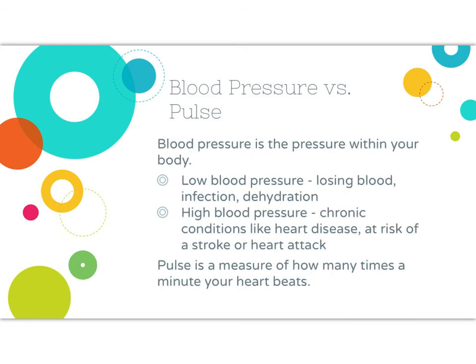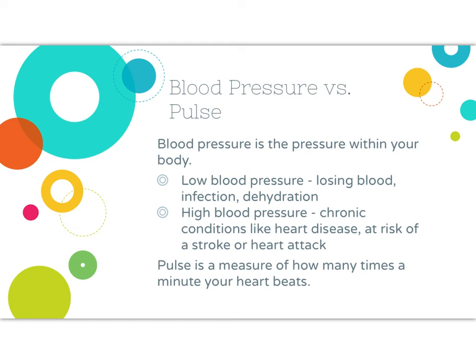Blood pressure versus pulse. So blood pressure is the pressure within your body. Low blood pressure could be something to look at, that you might be losing blood. If it isn't something that they can see that you're losing blood externally, perhaps you're bleeding internally. So blood pressure can give really good indications of what's going on inside. It can be an indication of an infection or dehydration, a bunch of other things as well.